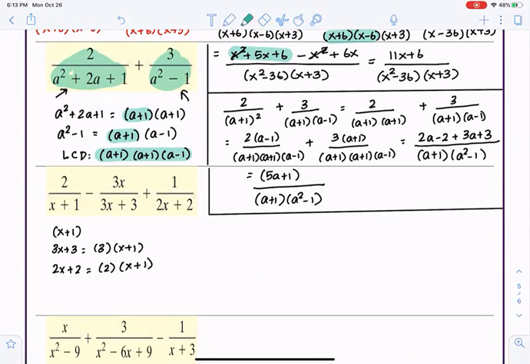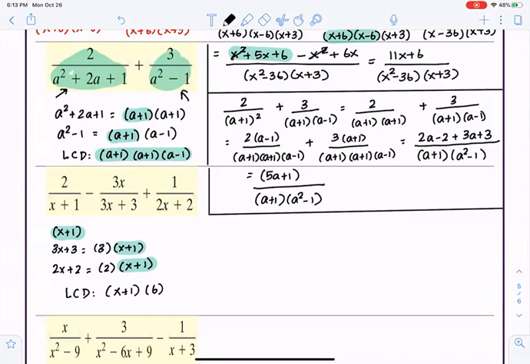So what do we have in common among the three denominators? We have x plus 1, x plus 1, x plus 1. So when we write the LCD, all we need is one x plus 1. In terms of the numbers, I have 1, 2, and 3. And there is nothing in common between 2 and 3. So we just have to multiply them. So we would have 6.